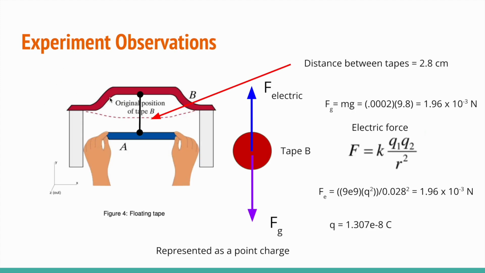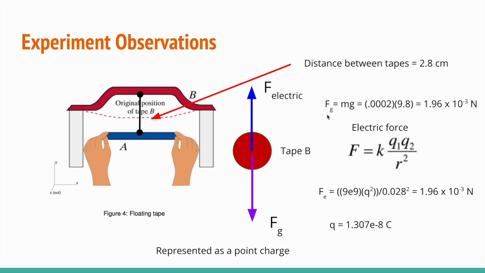The main experiment is shown here, in which I held tape A below tape B and observed the repelling force that acted onto tape B, pushing it up. The distance between these pieces of tape was 2.8 centimeters. This diagram shows the electric force pushing it up, while gravitational force pushes tape B down. Even though there are charges acting all along each piece of tape, I decided to represent it as a point charge to make it simpler.